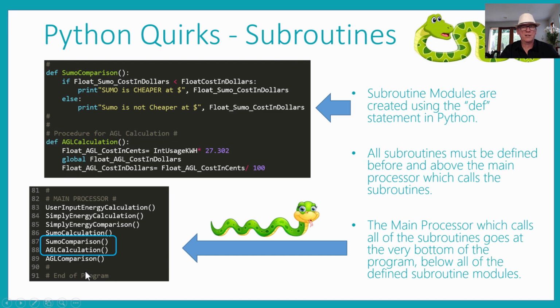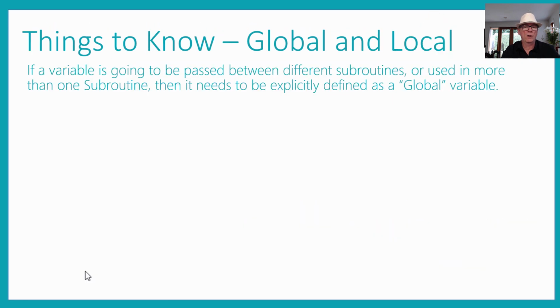So it's kind of like Python has to open up your program and read all the way down through it to know what all the subroutines are before you can actually call them. So the main processing has to go down the bottom of a Python program, and that's very important, or your program will crash and it will not work.